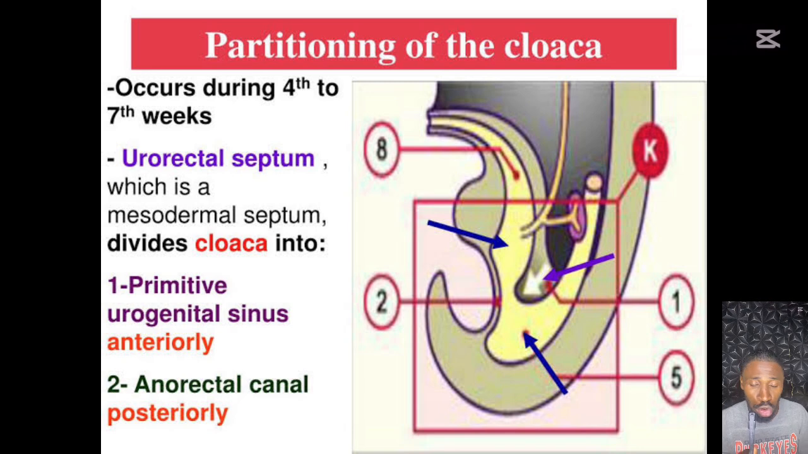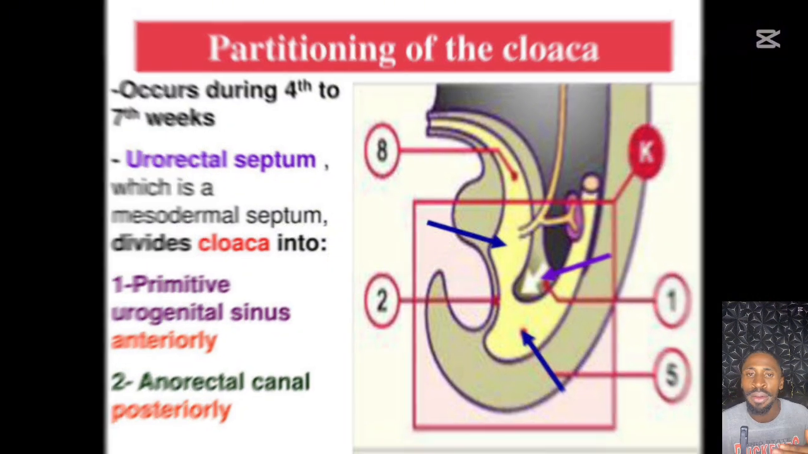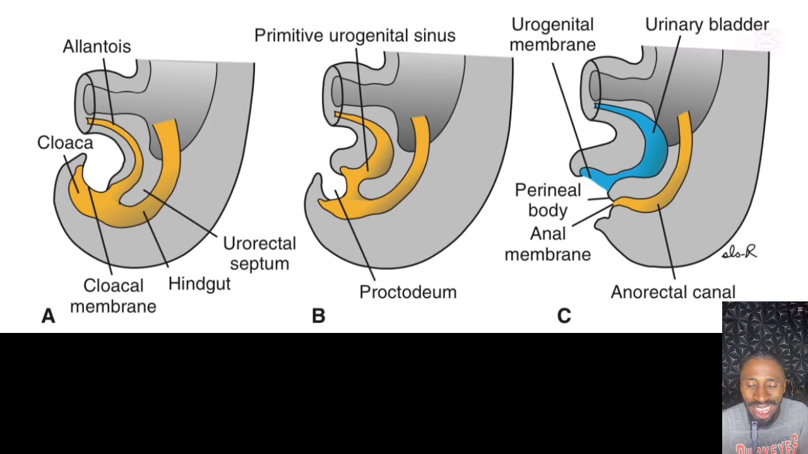Now what is separating these two structures? The two structures are separated by a structure called the urorectal septum. The urorectal septum separates the allantois, which gives rise to the urogenital sinus, and the hindgut, which gives rise to the anorectal canal. This urorectal septum is mesoderm. What happened during continued proliferation and the cephalocaudal folding? The tip lies close to the cloacal membrane. So the urorectal septum is the intermediary between the allantois in front, which gives rise to the urogenital sinus, and the anorectal canal at the back. It is mesodermal.